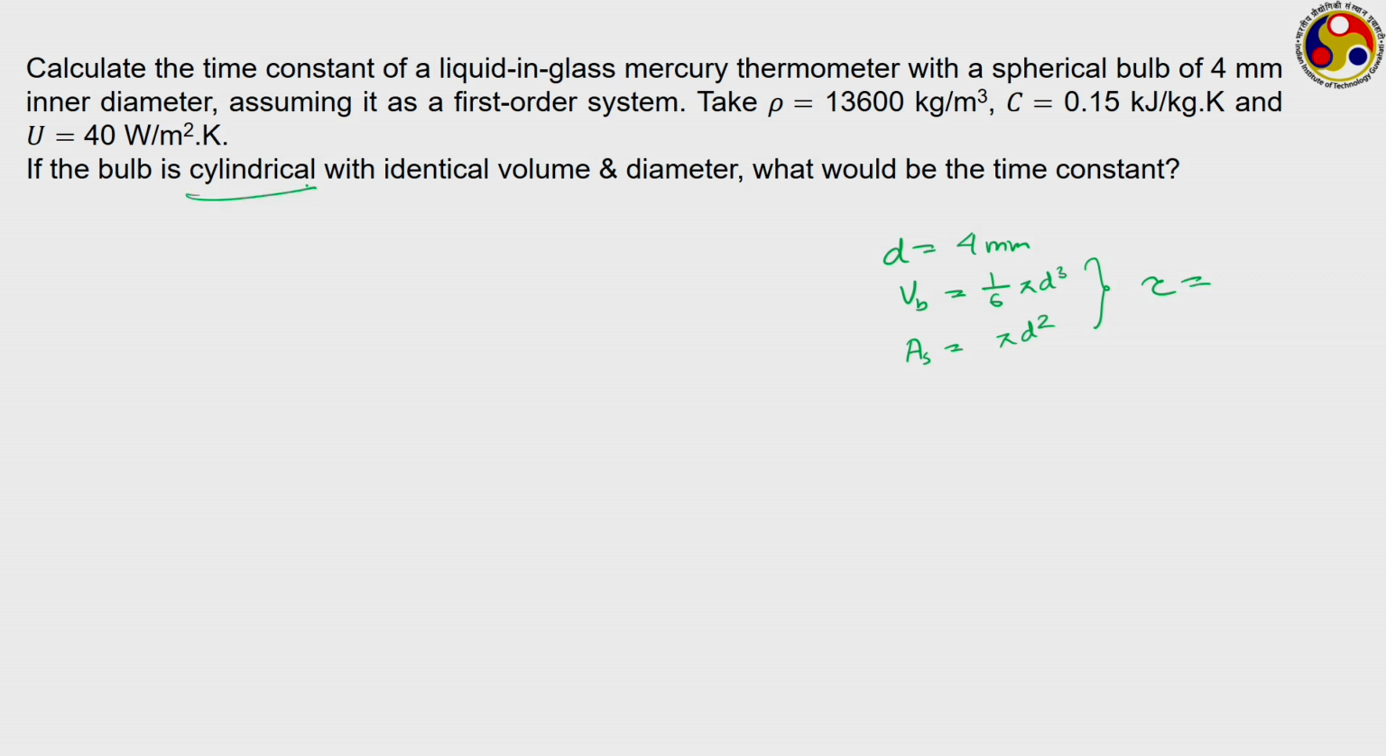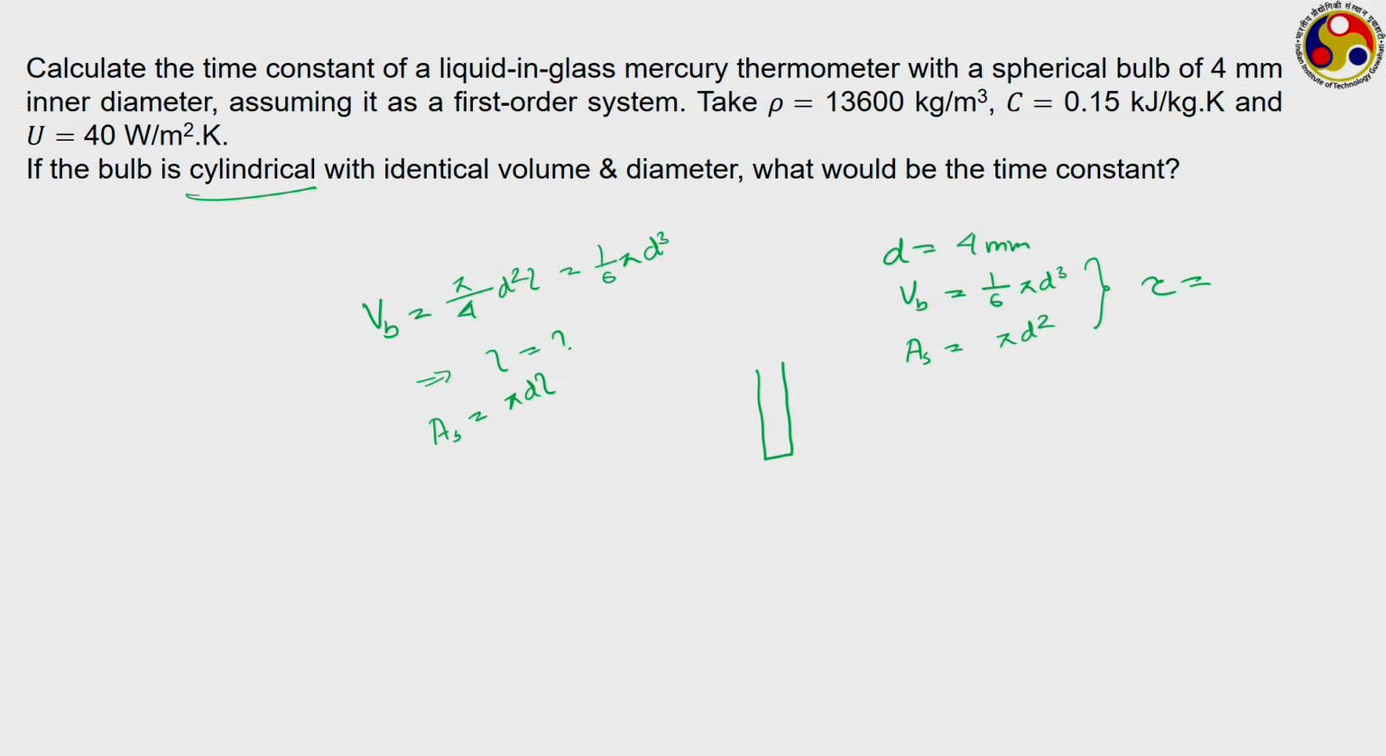The next question is, if the bulb is cylindrical with identical volume and diameter, what will be the time constant? Now, it is mentioned that the diameter is the same, but it is a cylindrical bulb. So, the volume for the cylindrical one will be pi by 4 d square into L, which should be equal to 1 by 6 pi d cube for the spherical one, and from there we can calculate the length of the cylinder. Once we know the length of the cylinder, the surface area can be calculated as pi d into L.